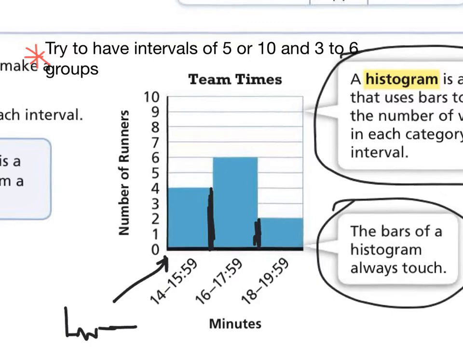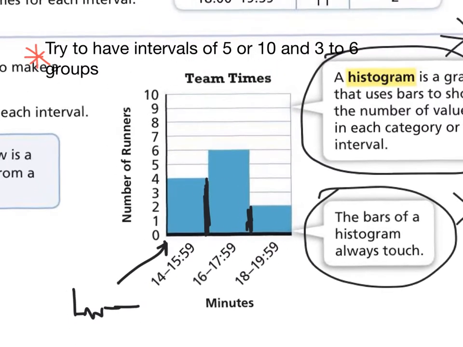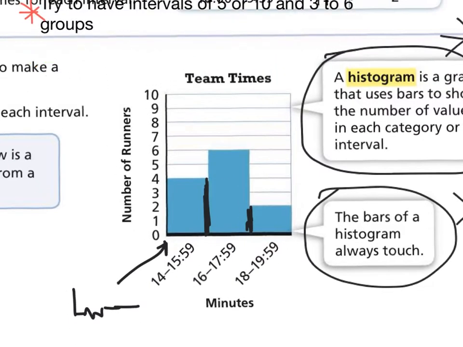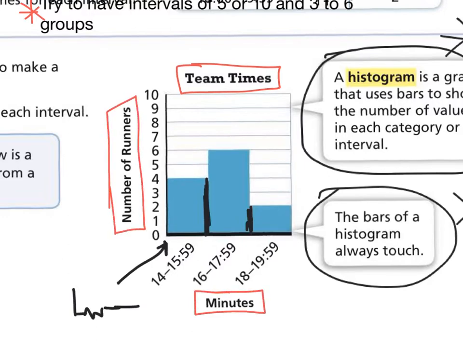One thing to make sure of when you do the histogram is you need to make sure you have a title, and you need to make sure you have labels for the x-axis and the y-axis. So in this case we have team times as the title, minutes on our x-axis, and number of runners on the y-axis. So somebody could look at this even without seeing any of the other information. They would have a little bit of an idea about what our histogram is representing here.